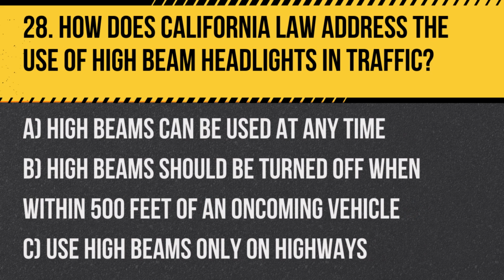Question 28. How does California law address the use of high beam headlights in traffic? A. High beams can be used at any time. B. High beams should be turned off when within 500 feet of an oncoming vehicle. C. Use high beams only on highways. Answer. B. High beams should be turned off when within 500 feet of an oncoming vehicle. This prevents blinding other drivers, which can cause accidents.